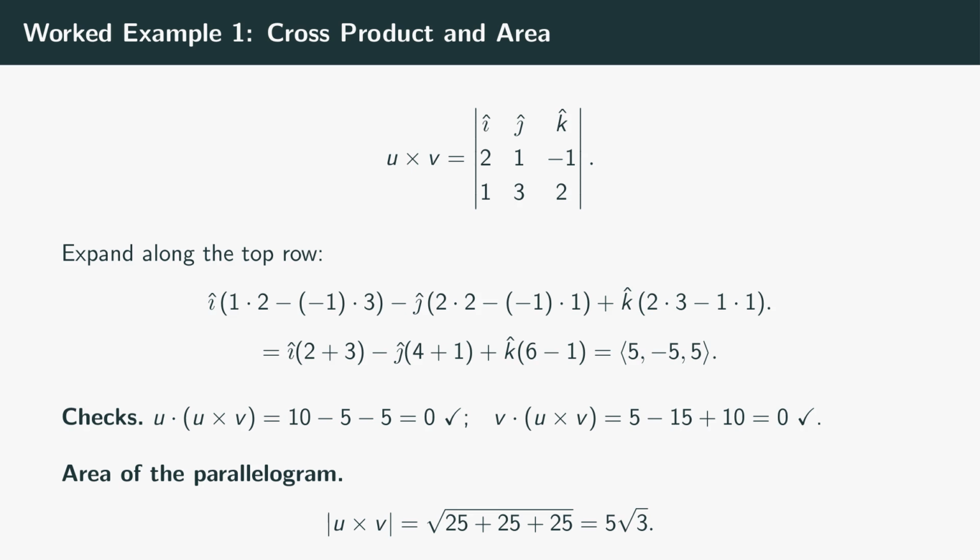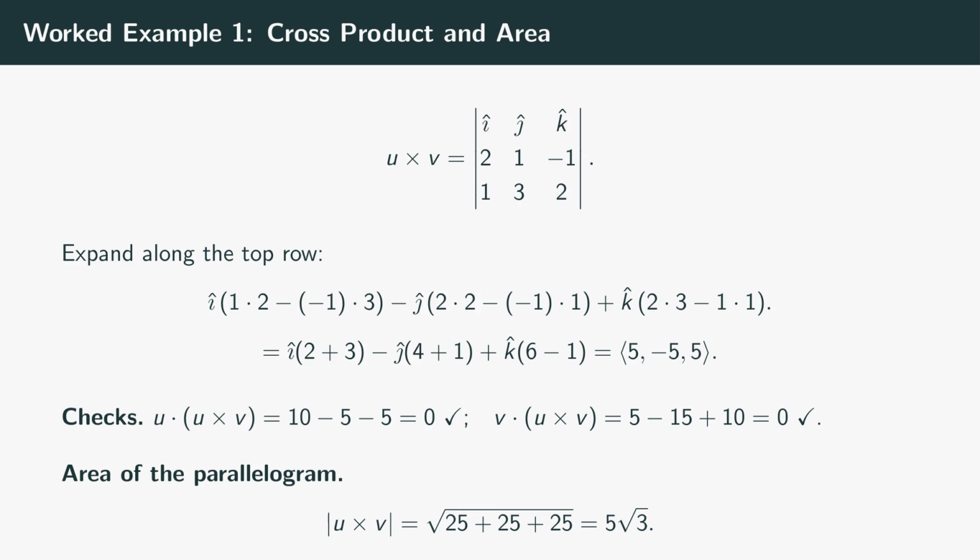that is, minus the quantity 4 plus 1, giving negative 5. The k component is 2 times 3 minus 1 times 1, that is 6 minus 1, which is 5. So u cross v is the vector 5, negative 5, 5. Always check perpendicularity. u dotted with the result is 10 minus 5 minus 5, which is 0. v dotted with the result is 5 minus 15 plus 10, also 0. Both pass, so our signs are right.